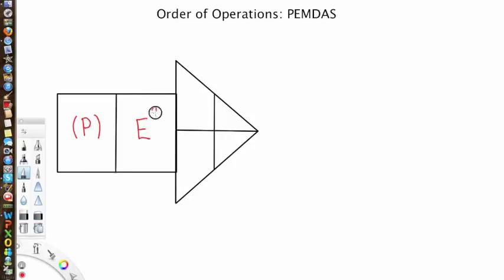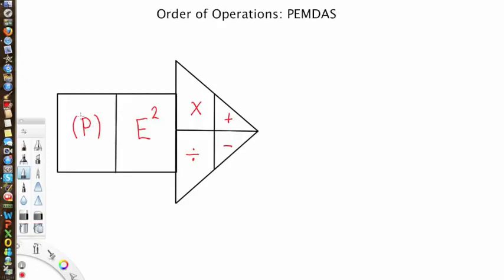Our next operator is exponents. I'm going to put an E there with an exponent up top. We just learned about exponents. Exponents are simply an operator that causes us to do repeated multiplication. The little number floating in the upper right hand corner of our base number tells us how many times our base number is a factor. And then we have good old multiplication and division, and addition and subtraction.